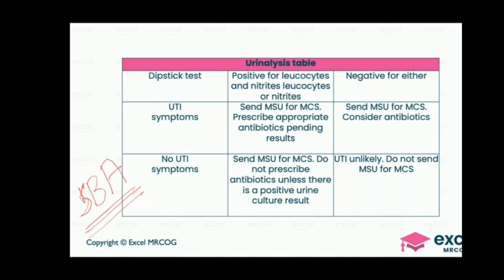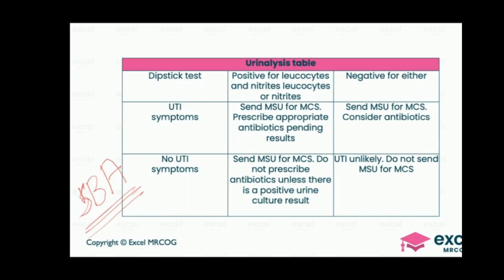But in case she's negative for either, okay, again she has symptoms. When she has symptoms, and symptoms are given more weightage in this case, she may be negative for leukocytes or nitrites, either of them. Okay, here you will send her midstream urine, but you will consider antibiotics. Okay, because we know that UTI symptoms are to be treated seriously. So if there are UTI symptoms, in most situations you would give antibiotics.